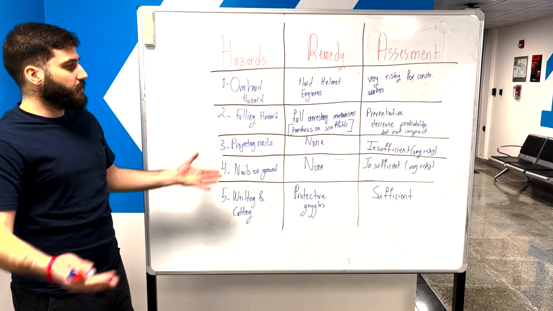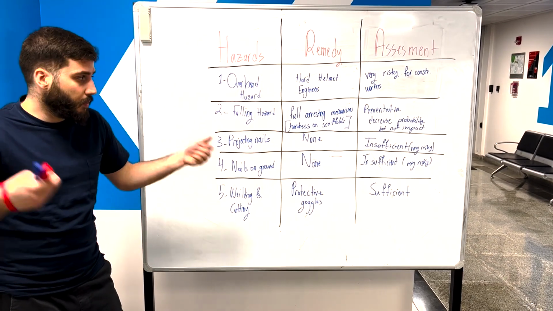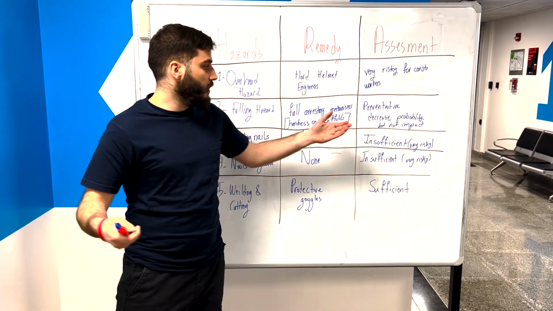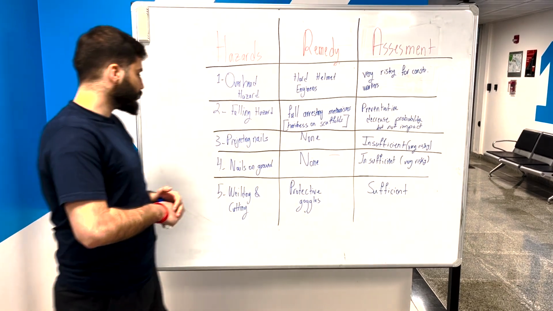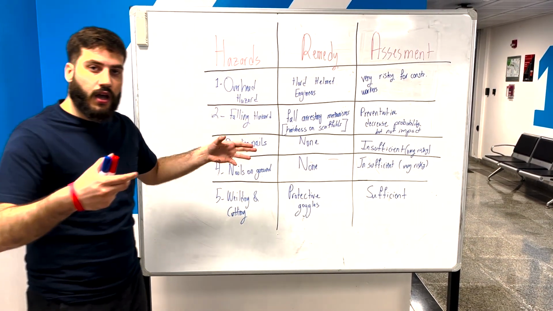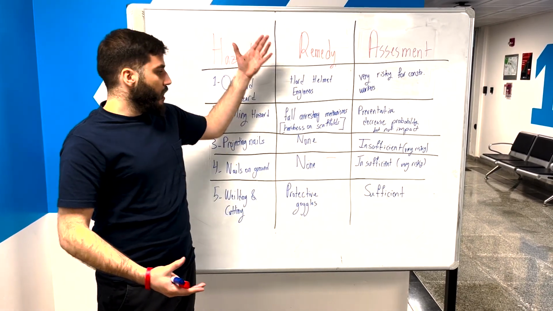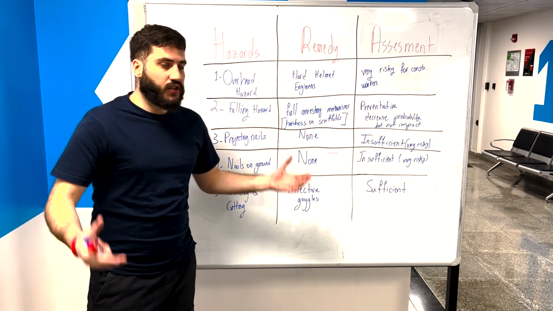As for the falling hazard, the implemented remedy was the fall arresting mechanisms, such as providing harnesses on scaffolds. And our own assessment is that it is preventative because it decreases the probability, but it does not decrease the impact. As for the projecting nails on wood planks and the nails on the ground, there was no implemented remedy, which we believe is insufficient and very risky.